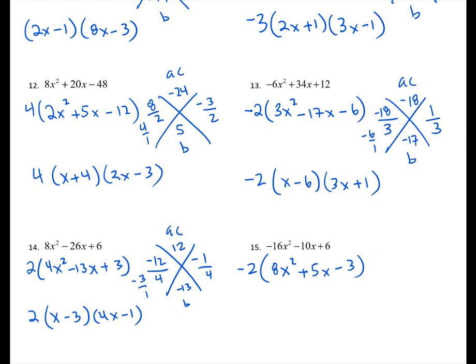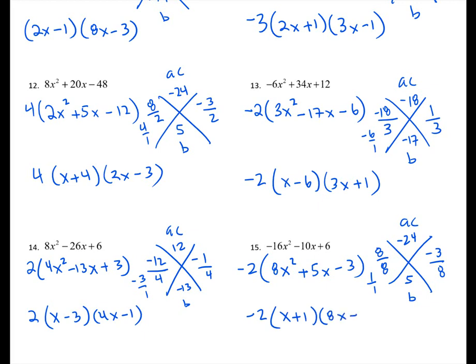Now a times c, that's going to give me negative 24. The b is 5. So what are going to be my two numbers? It looks like it's going to be positive 8, negative 3, divide by a. If I divide by a, which is 8, so 8 over 8 is going to be 1 over 1, right? So now my factors will be x plus 1 and 8x minus 3.